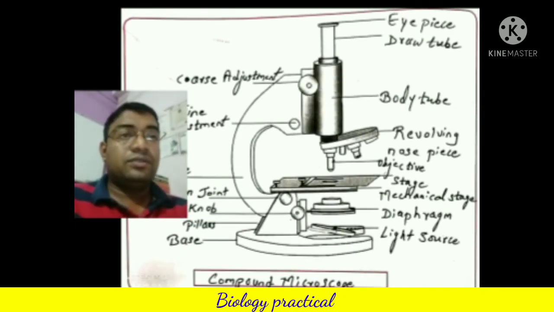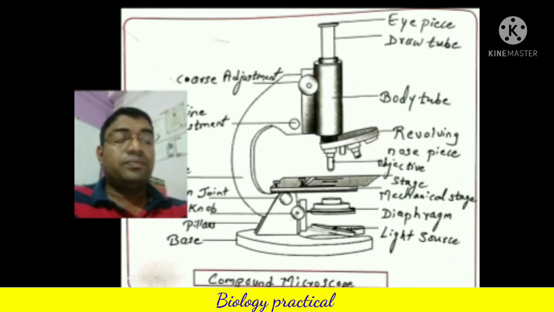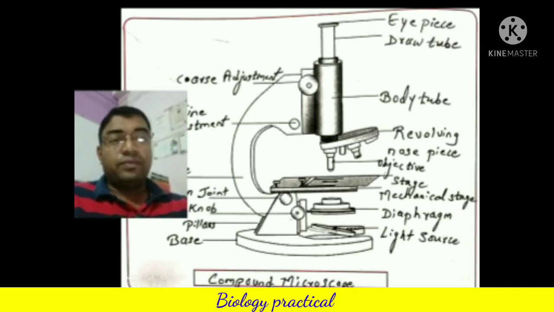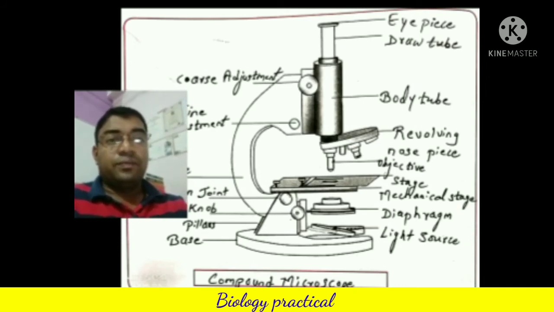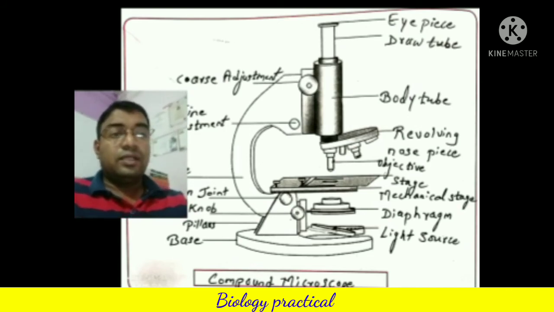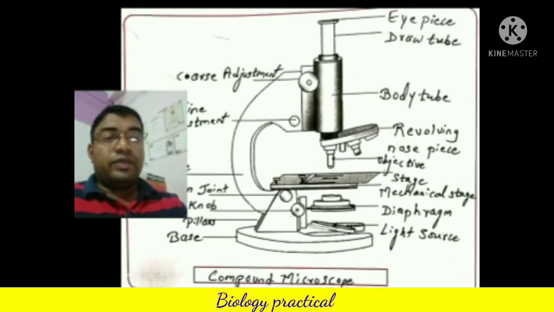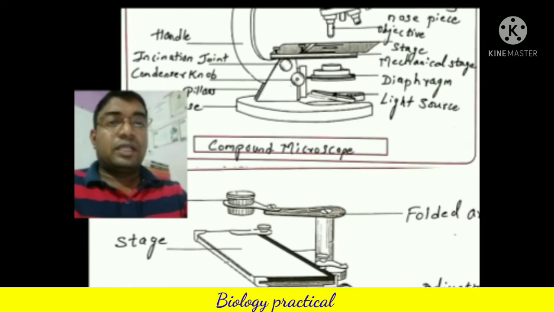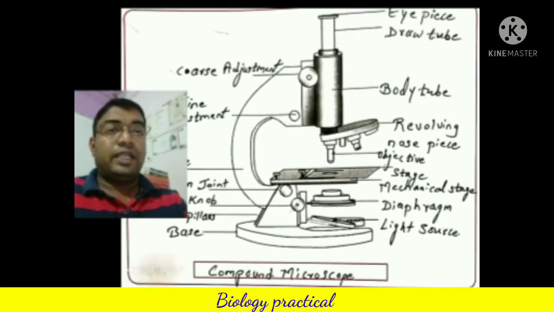Next one, how to label this? Let us see here: eyepiece, draw tube, body tube, revolving nosepiece, objective, stage, mechanical stage, diaphragm for getting a specific light. It also has a shutter which adjusts the amount of light. Light source, knobs, inclination joint, handle, fine adjustment, coarse adjustment.